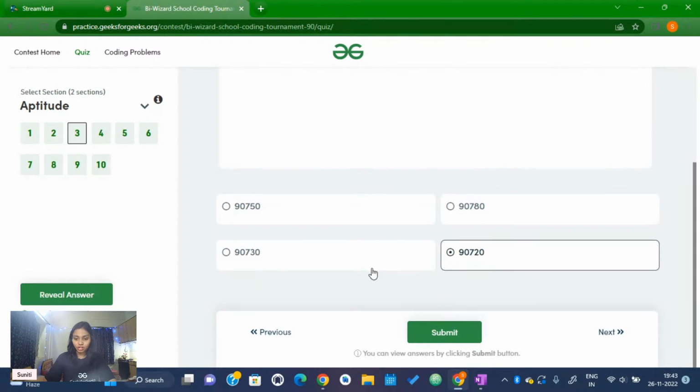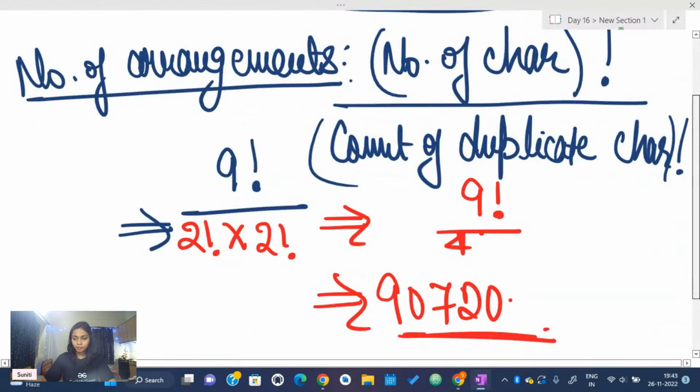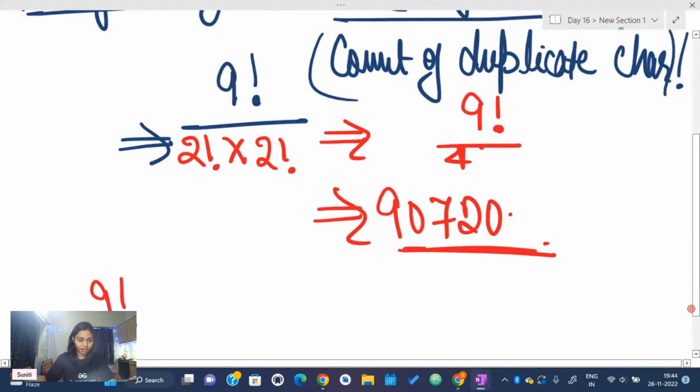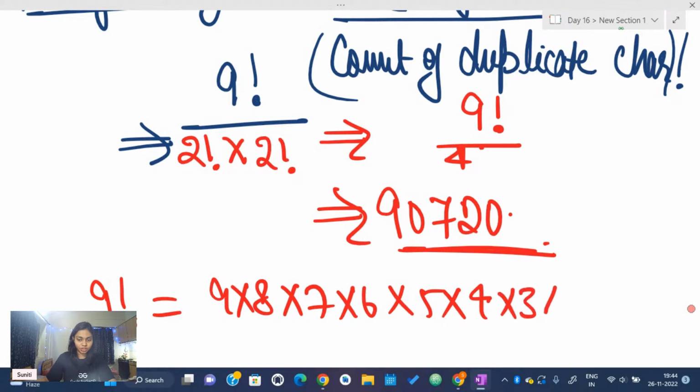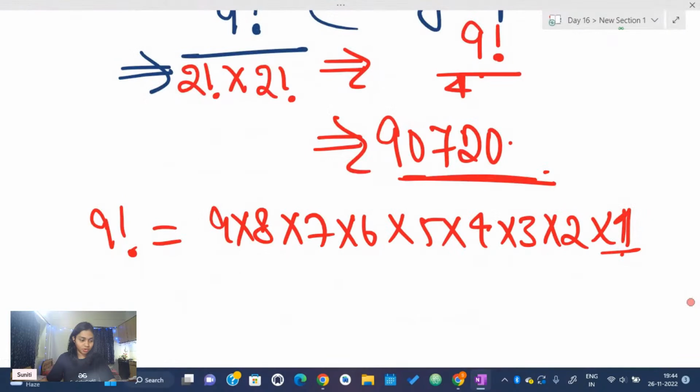How to find factorial? Let us say you have 9 factorial, then it is 9 into 8 into 7, 6, 5, 4, 3, 2, 1. All right. So that is how factorial is found. Start from the number that is given and keep on multiplying till 1. So that way you can find the factorial.